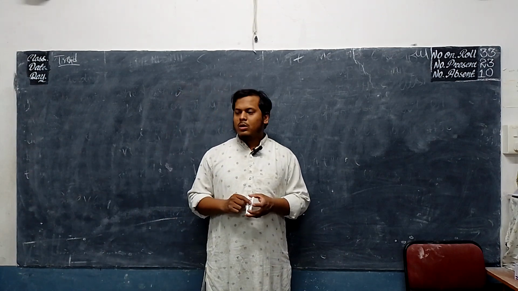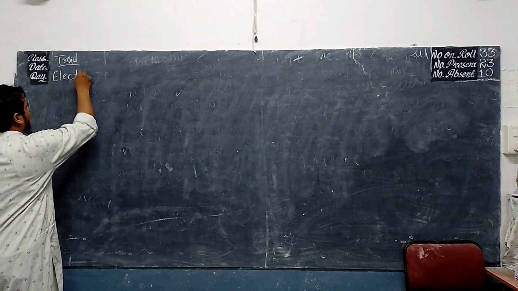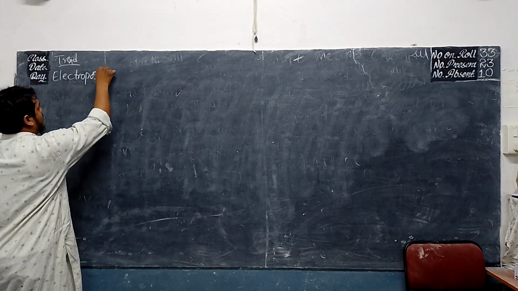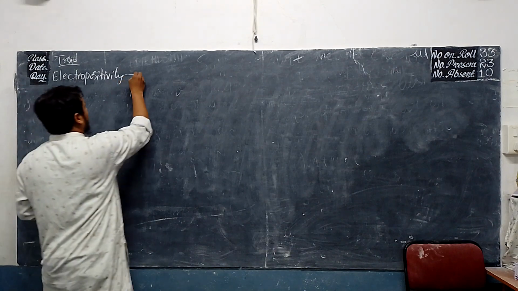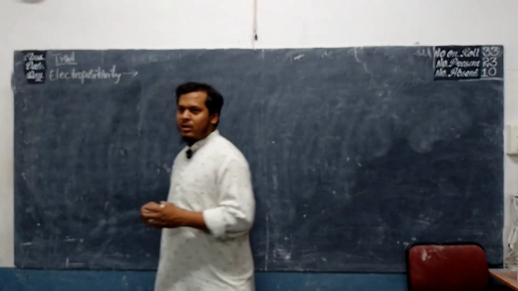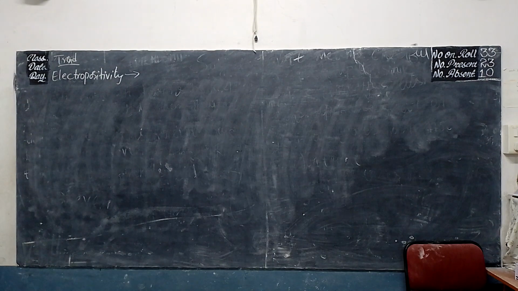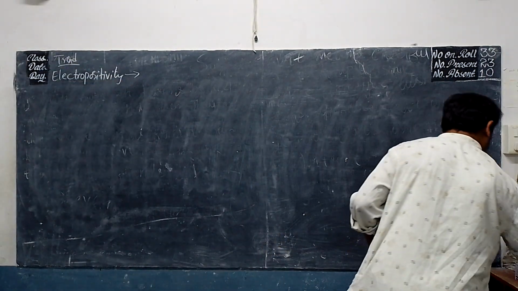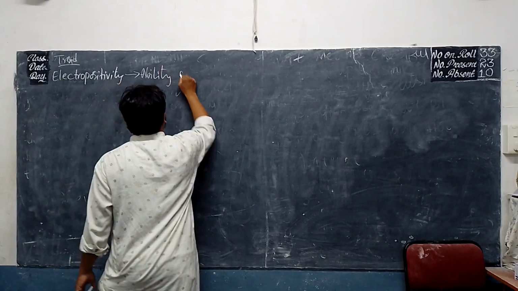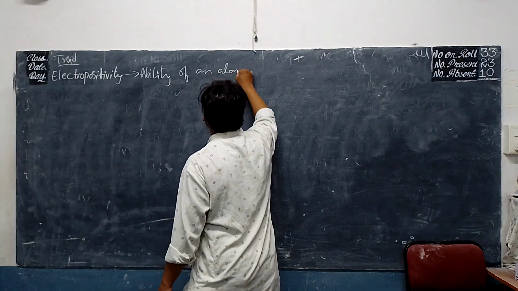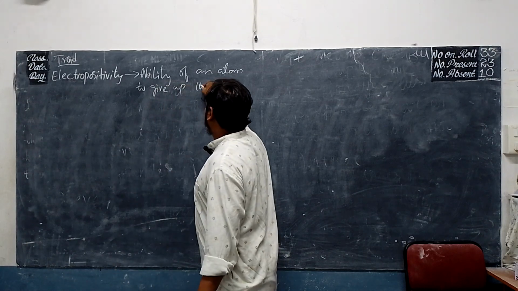Now we are talking about electropositivity. Say electropositivity, ability to give up the electron. Say what is electropositivity? It is the ability to give up the electron. So it is the ability of an atom to what? Give up the electrons.